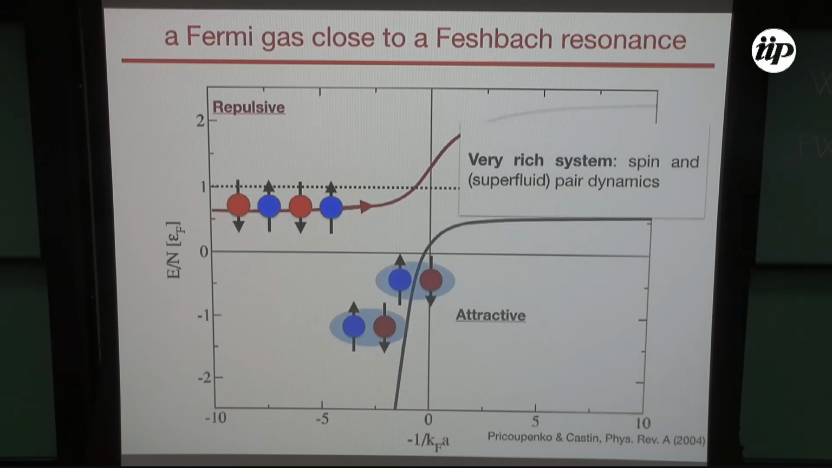Well, I need to introduce this because this is the key point on which I will build up my contribution here. So, a Fermi gas close to a Feshbach resonance: the many-body spectrum of a Fermi gas close to a Feshbach resonance can be illustrated by this energy spectrum. Here is the energy per particle, and this is the interaction parameter.